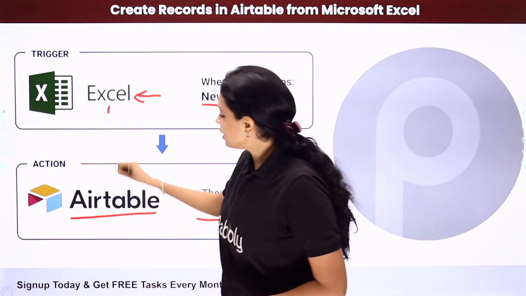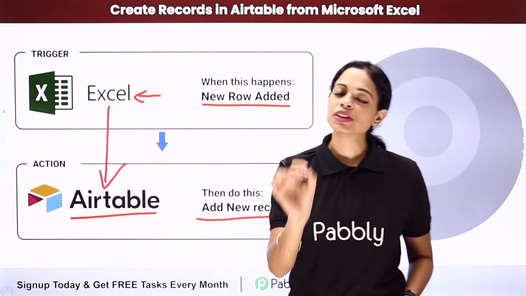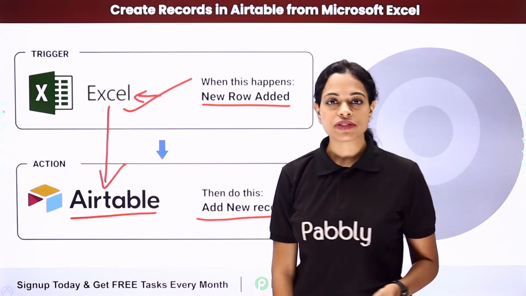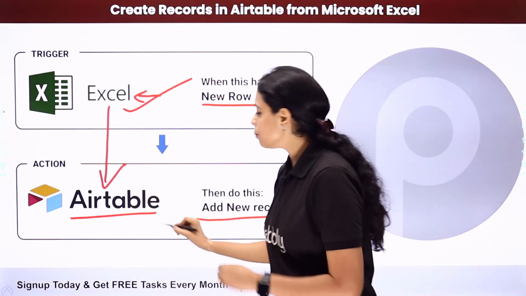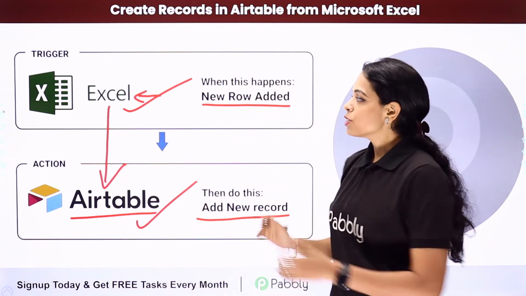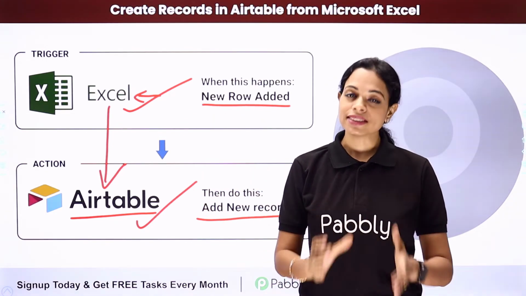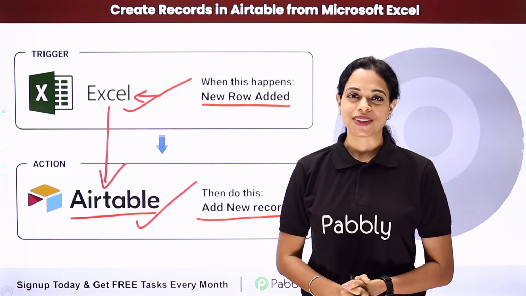By integrating these two applications, and the same can be done using Pabbly Connect software. Here, your trigger application would be Microsoft Excel and your action application would be Airtable. So, how can you do this yourself and automate this entire process? To understand this, let me take you to my screen.